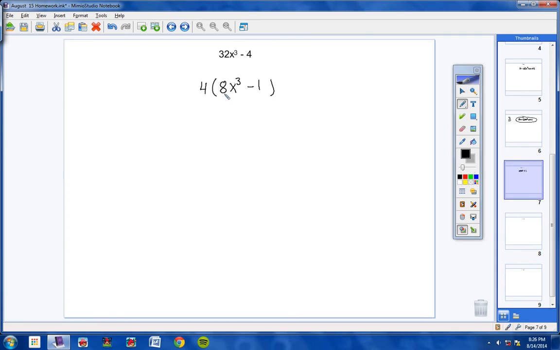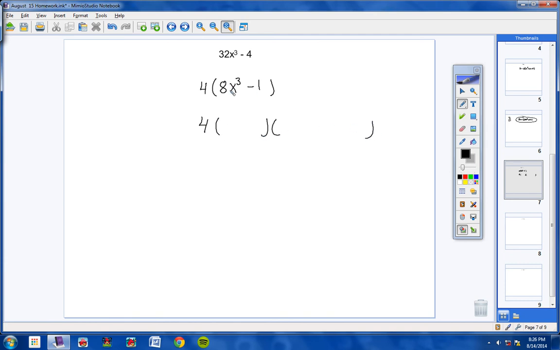So we're left over with 8x cubed minus 1. So we say to ourselves, okay, do I have a binomial that has perfect squares or perfect cubes? Well, both of these terms are perfect cubes. So I bring down my 4, I put a little parentheses and then a big parentheses.